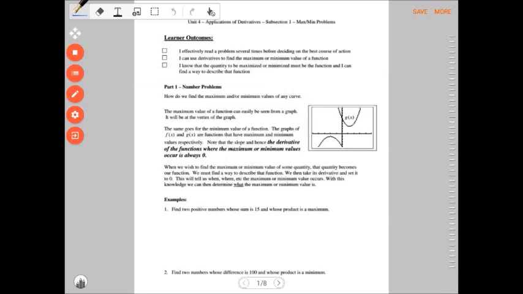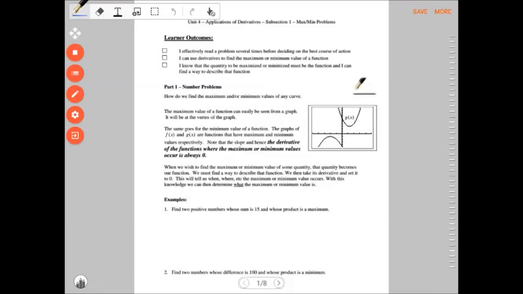I know that the quantity to be maximized or minimized must be a function, and I can find a way to describe that function. So basically that's making an equation out of this. So part 1, number problems. We did max-min problems in Math 20. We used to have to complete the square and find the vertex. It was all a very big process. Using derivatives, we can do that a lot quicker.